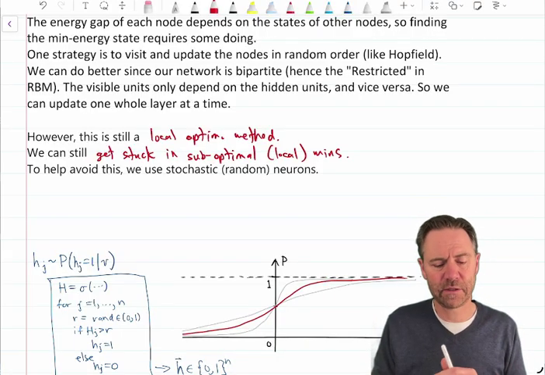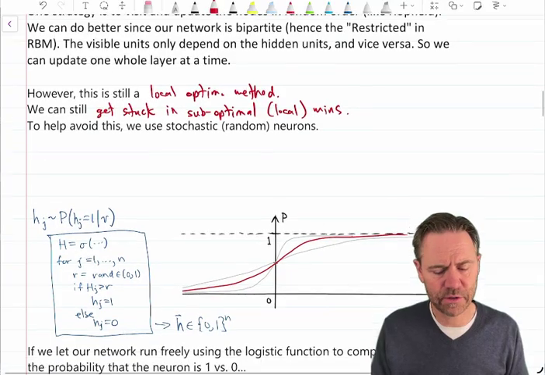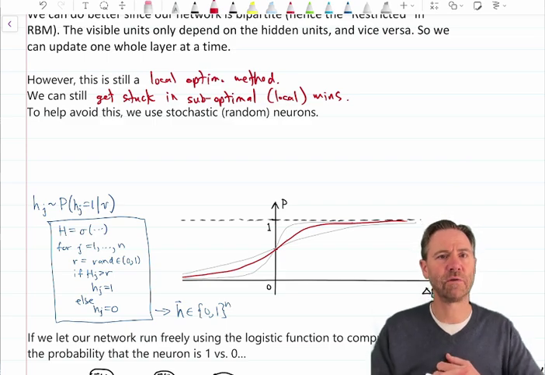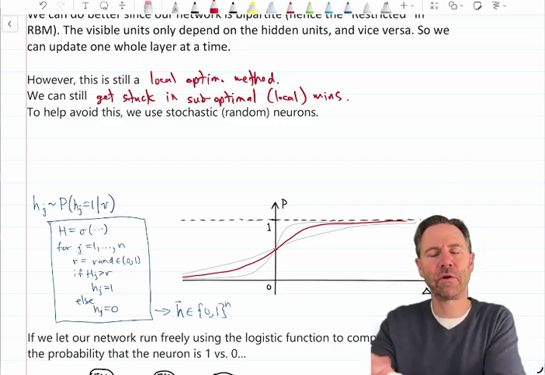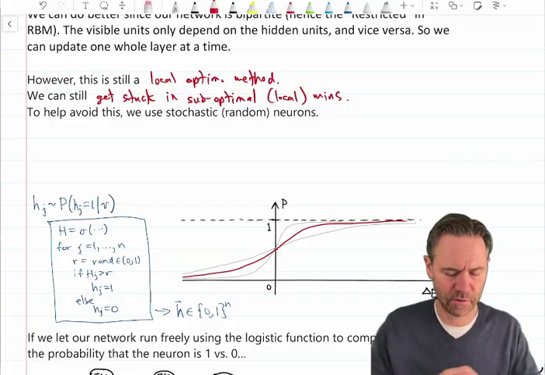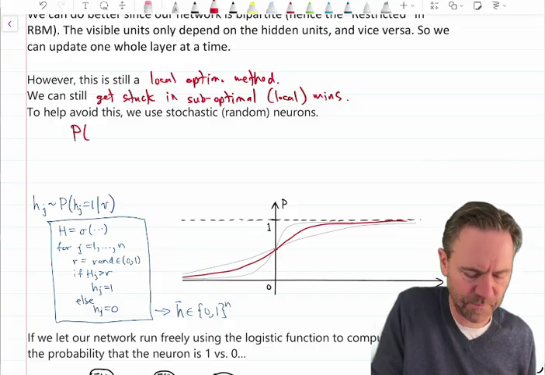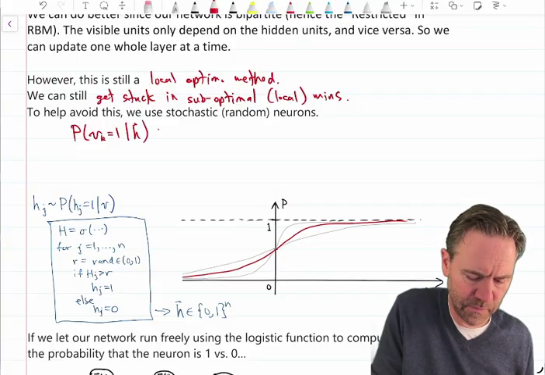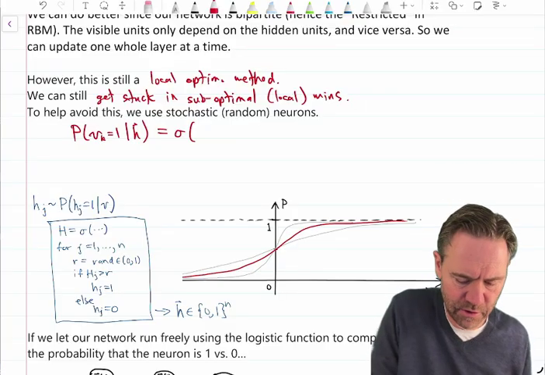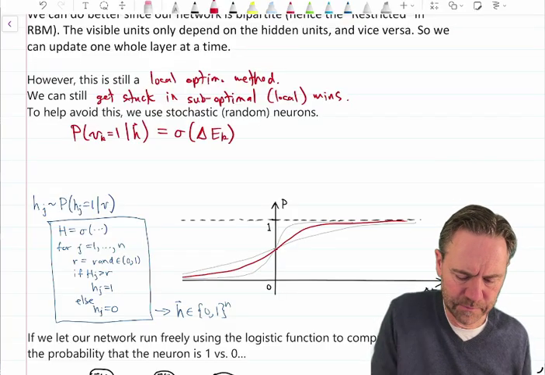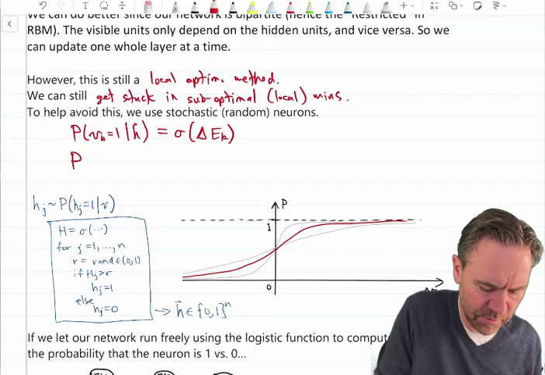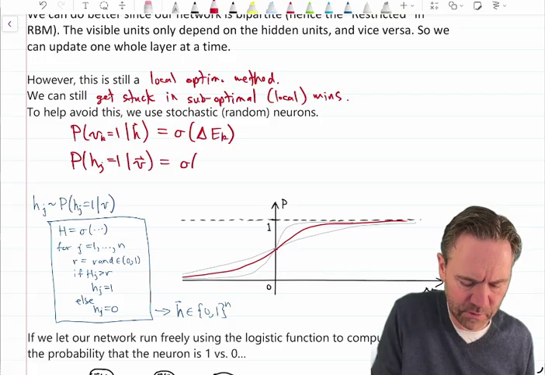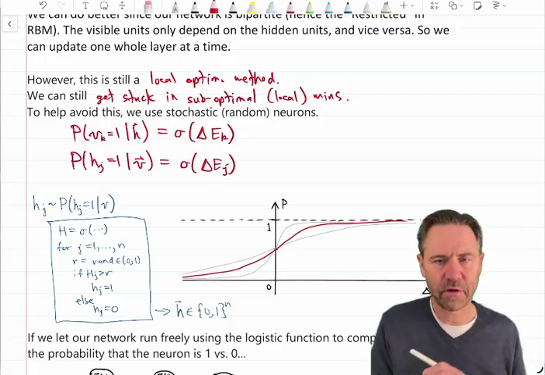So to help avoid that, we use stochastic neurons. These neurons don't just flip on and off according to the input and a threshold. Instead, the input current is fed into a distribution. So the probability that V sub k is on, given all the H's, is going to be the logistic function applied to the energy gap. And the probability that H sub j is on, given all the V's, is also the logistic function applied to the energy gap for that hidden neuron.